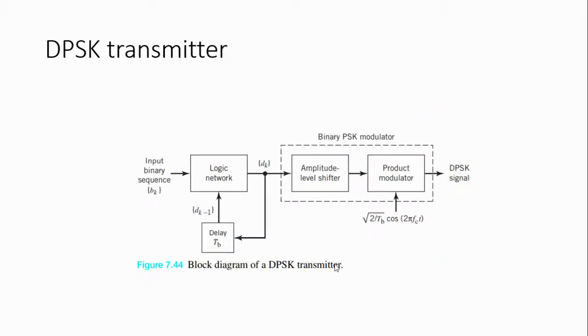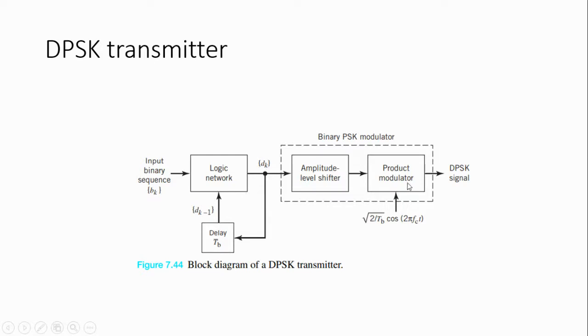This is the DPSK transmitter. In this DPSK transmitter, the binary input signal is given into the logic network. The logic is nothing but an XNOR gate. And then the one-bit delayed output of the logic gate is given by the delay network. The output of the delay circuit is dk minus 1. This is dk, and the one delay bit is dk minus 1. The inputs of the XNOR gate are the same at the time dk value is equal to 1, and different at the time dk value is equal to 0.